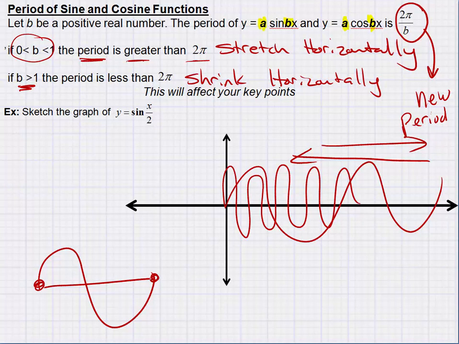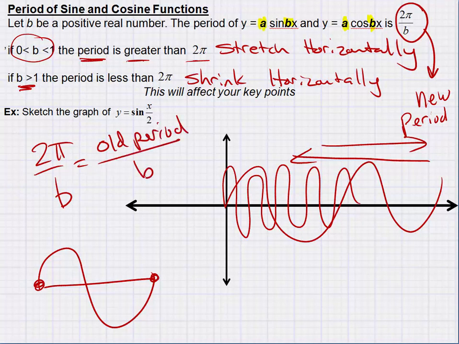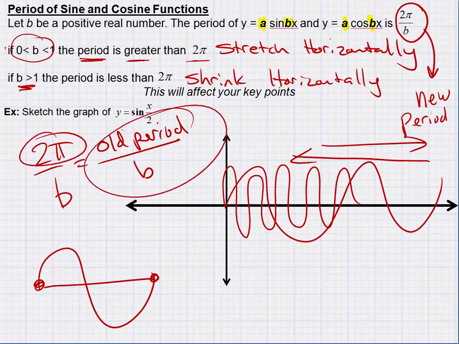And what we're really doing is essentially, if you look at this 2 pi over b, we're taking the old period and dividing that by b. Because the old period for sine and cosine were both 2 pi. That's going to be important, especially when we talk about other trigonometric functions.